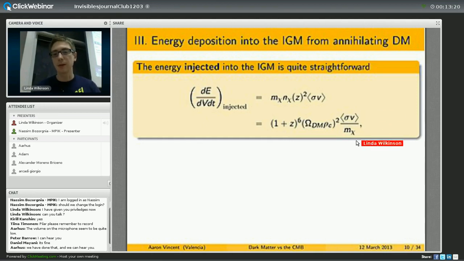And you also notice that this goes as 1 over the mass, which explains these exclusion plots that you'll see here and you've seen before, where the constraints on sigma v go as the mass.